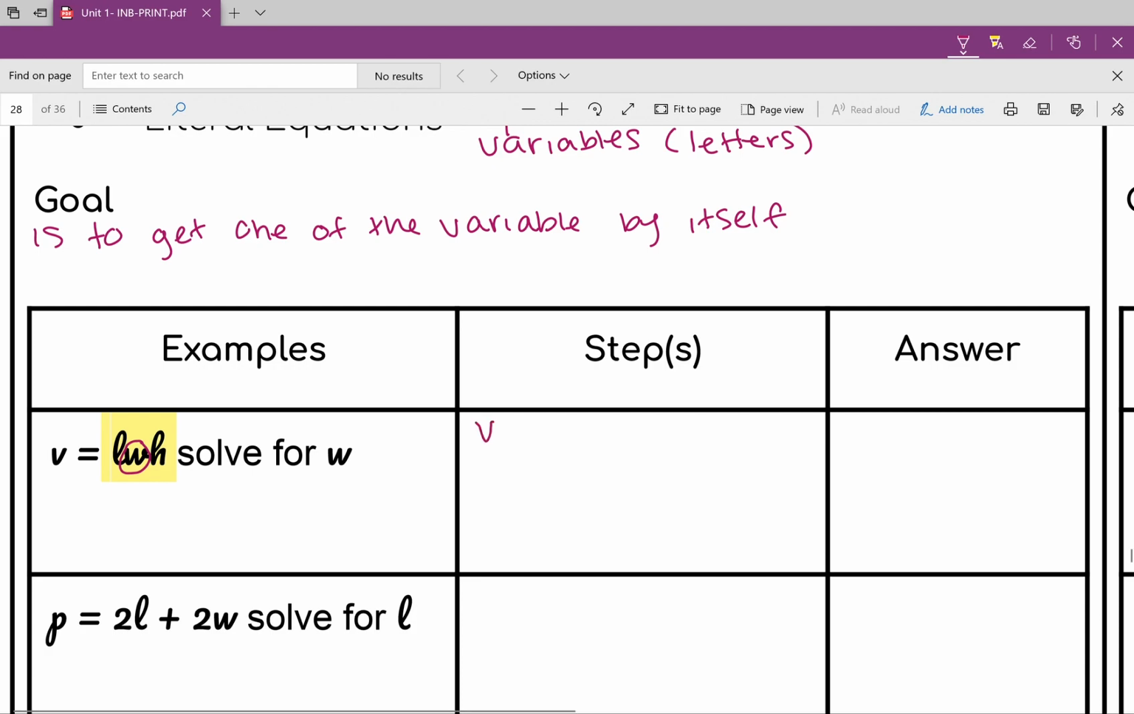So let's rewrite this over here. V is equal to L times W times H. We want W by itself, so I'm going to divide this whole thing by L times H. Divide this side by L times H. When I do that, these L's cancel out and these H's cancel out, and I am left with V divided by L times H is equal to W. That's my answer. So I got W by itself. Okay, let's look at example 2.